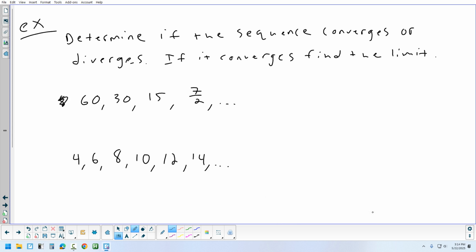Okay, so the next question is asking if the sequence converges or diverges. So converges would mean as we continue to write the terms out, we're getting closer and closer to a value. Let's look at the first one. 60, 30, 15, 15 halves. What's happening each time? Yeah, it's getting split in half. So are the terms in this sequence getting closer to a certain number?